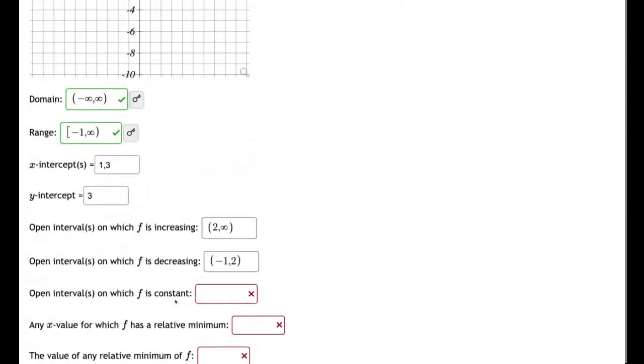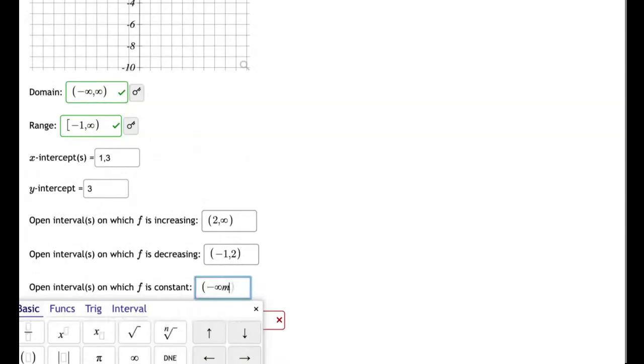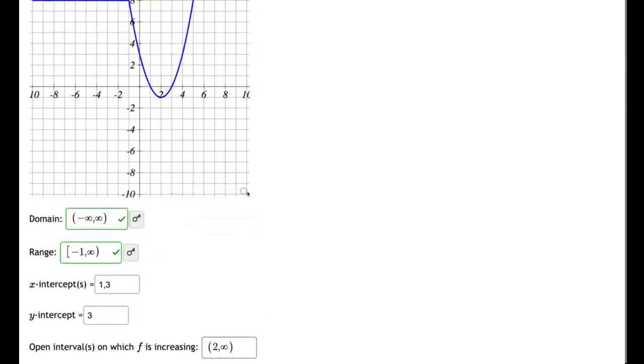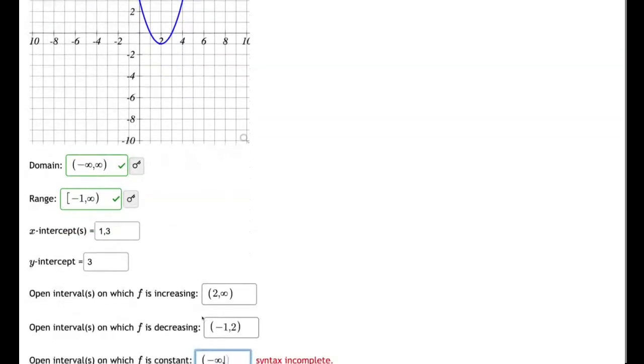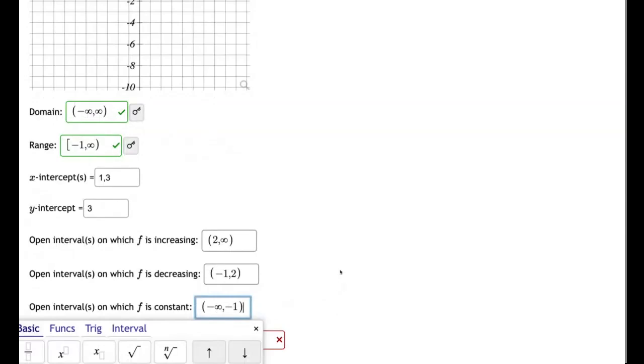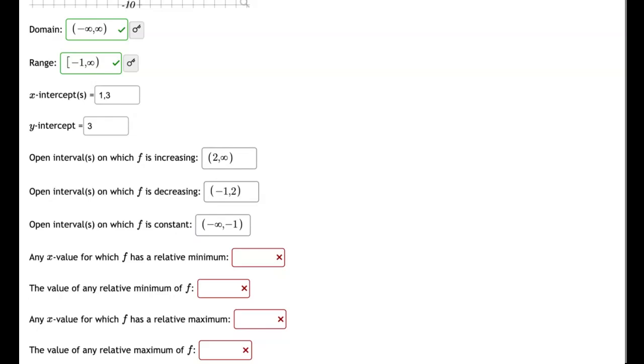Last piece, which one is constant? Constant means flatlining. So this is the piece that's flatlining, it's constant. This is going on forever to the left, so negative infinity. And then it stops staying constant, it starts decreasing right here. This value is -1. So from negative infinity to -1, it's constant. Again, open intervals, so we're going to use parentheses. So, questions on increasing, decreasing, constant.